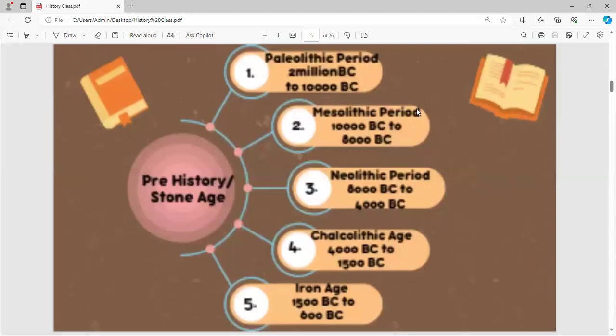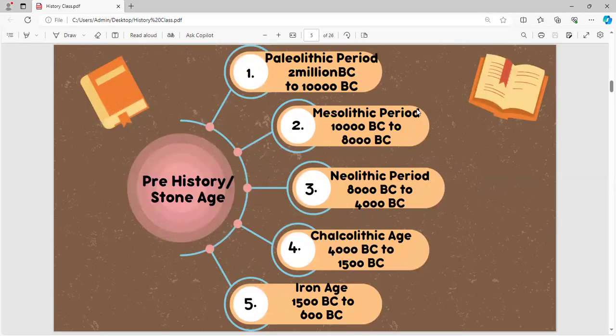Next, the prehistoric period, which is also called the Stone Age, is divided into 5 parts. I already told you. First one is the Paleolithic period. This is from 2 million BC to 10,000 BC. Second period is the Mesolithic period, from 10,000 BC to 8,000 BC. Third one is the Neolithic period, from 8,000 BC to 4,000 BC.